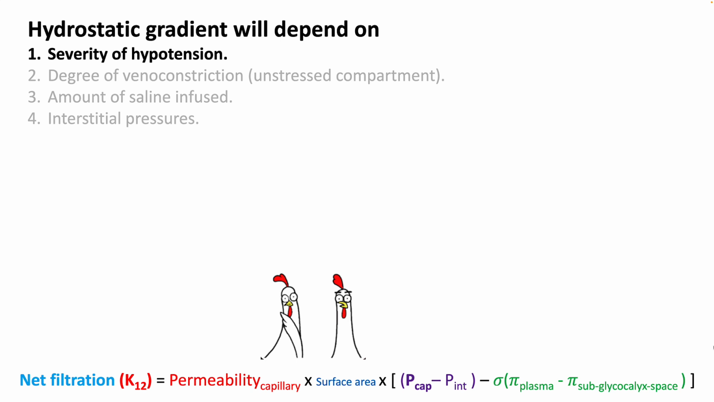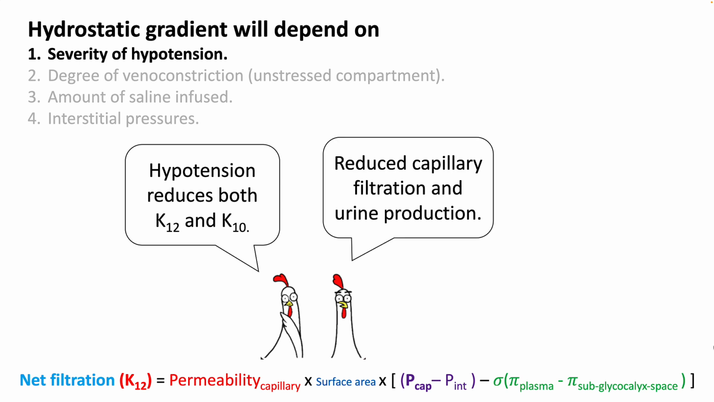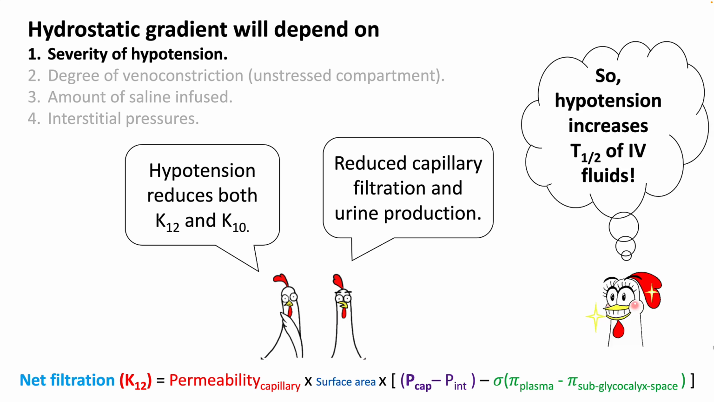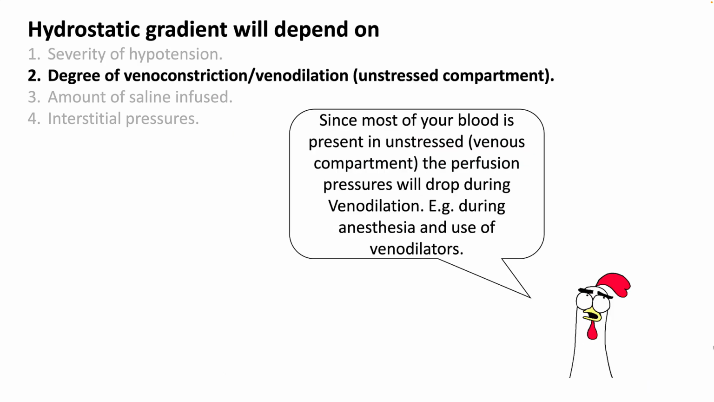Hydrostatic pressure gradient depends upon severity of hypotension. Remember, the hypotension not only reduces your capillary filtration, it also reduces your urine production. Both of them increase the half-life of your fluids. So IV fluid will remain much longer intravascularly when you give these to hypotensive patients.